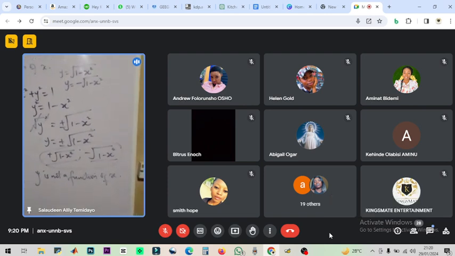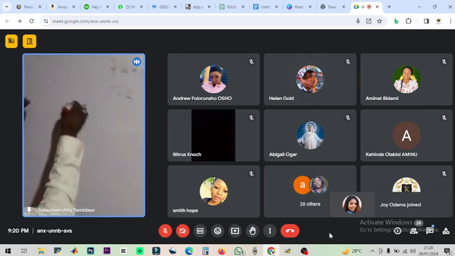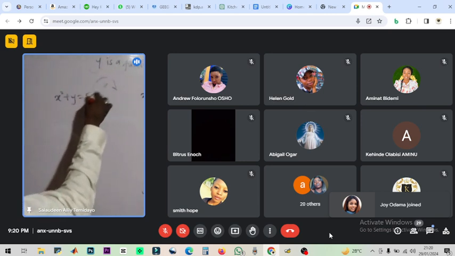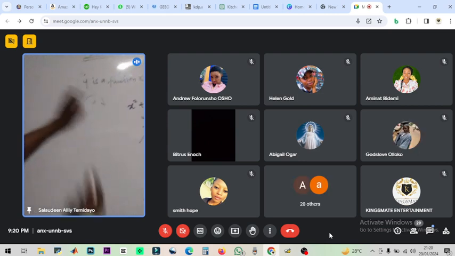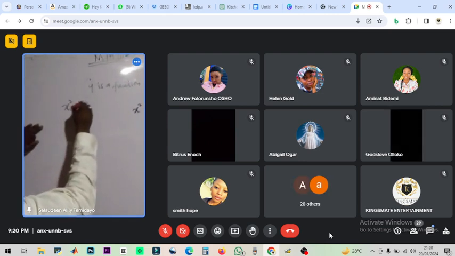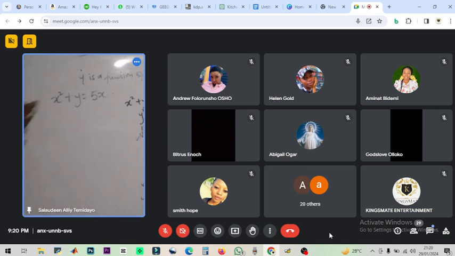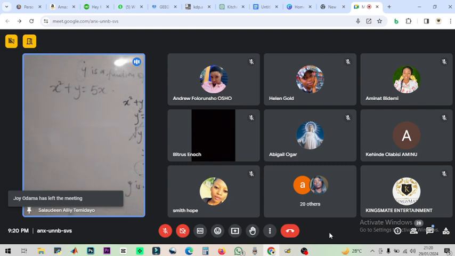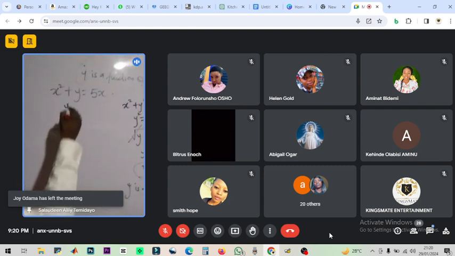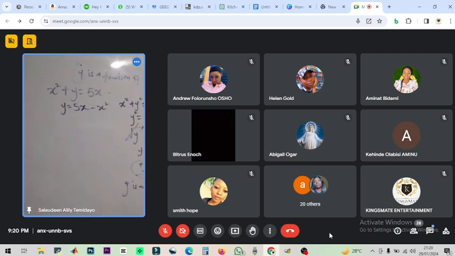I'm giving another example like this. Let's say I have x squared plus y equals 5x. Please, I believe everyone should understand how to do this with this one. x squared plus y equals 5x. I want to determine whether y is a function of x or not. Very simple. Make y the subject. y equals 5x minus x squared.